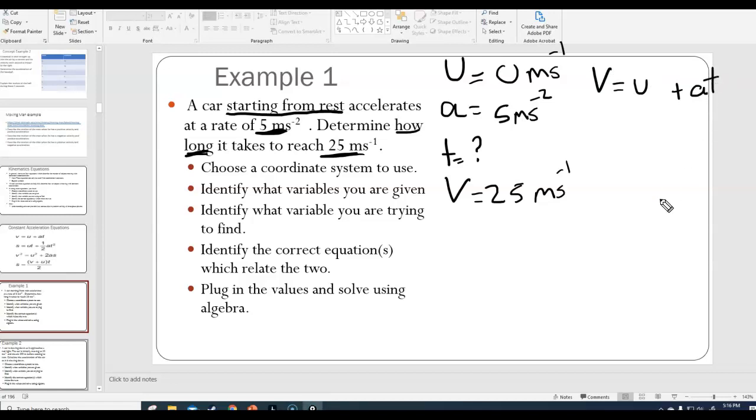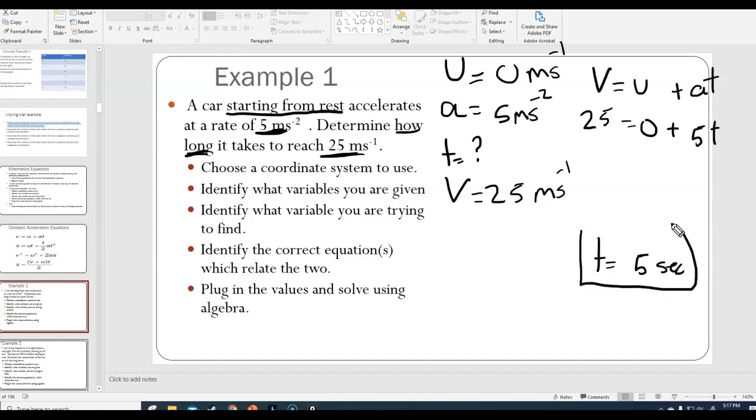That is the only equation that you can use with what's given to you in the problem. Okay, so what am I going to do now? Well, I'm going to plug in and solve. V is 25, U is 0, plus A is 5, and T is my unknown, so I just leave that in the equation. Now it just comes down to basic algebra. You should be able to divide both sides by 5 and get T equals 5 seconds. And that is the answer to example 1.